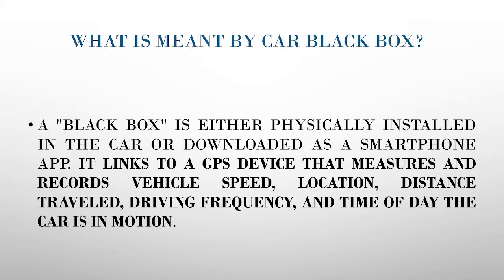Let's begin the project. What is meant by car black box? A black box is either physically installed in the car or downloaded as a smartphone app. It links to a GPS device that measures and records vehicle speed, location, distance traveled, driving frequency, and time of day the car is in motion.